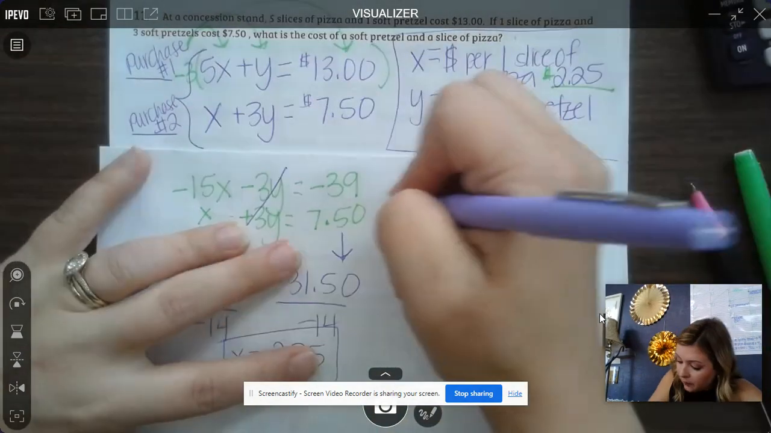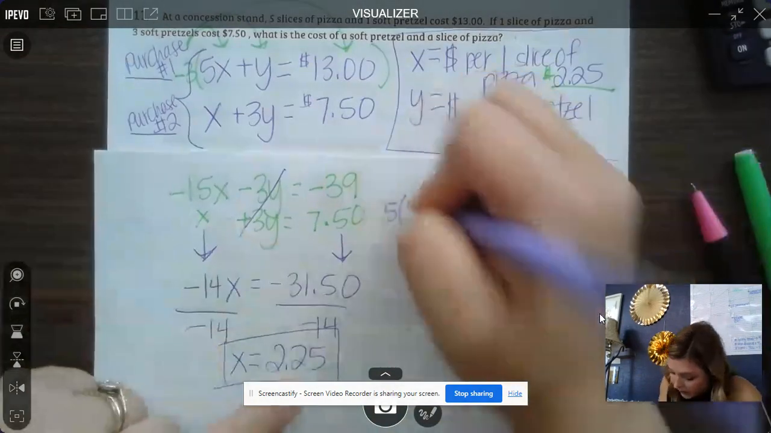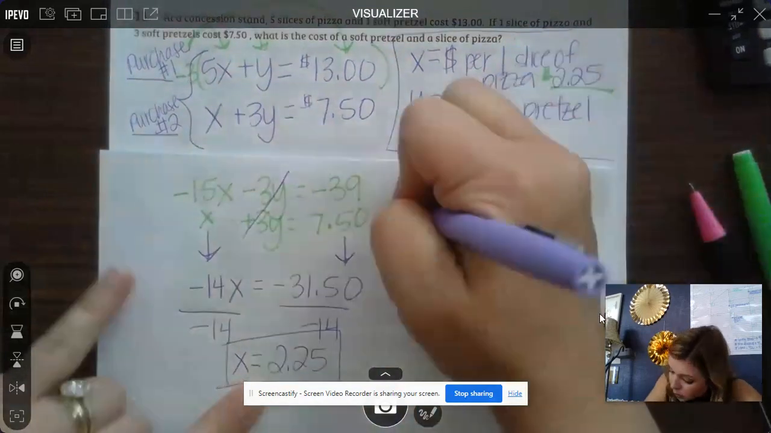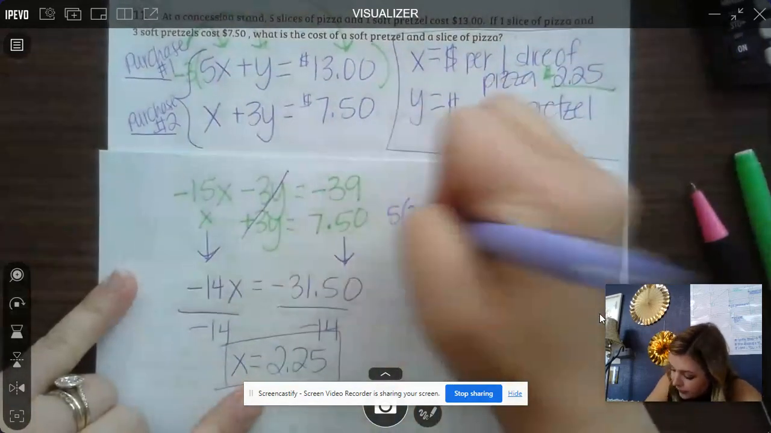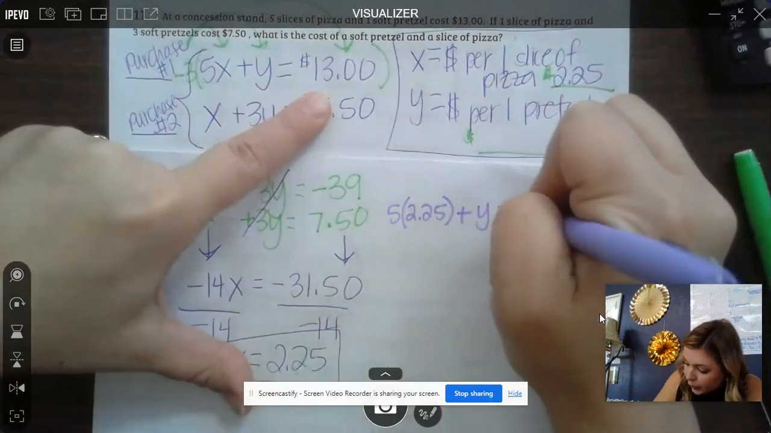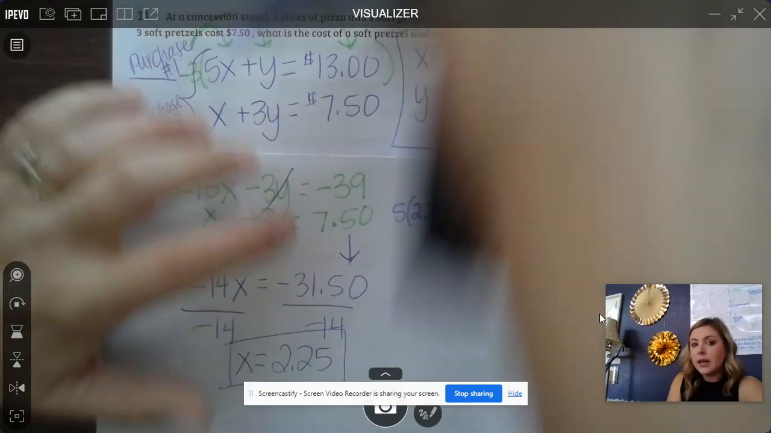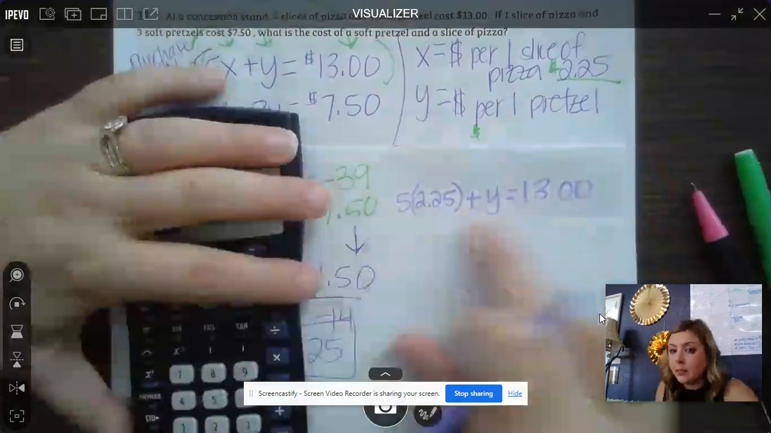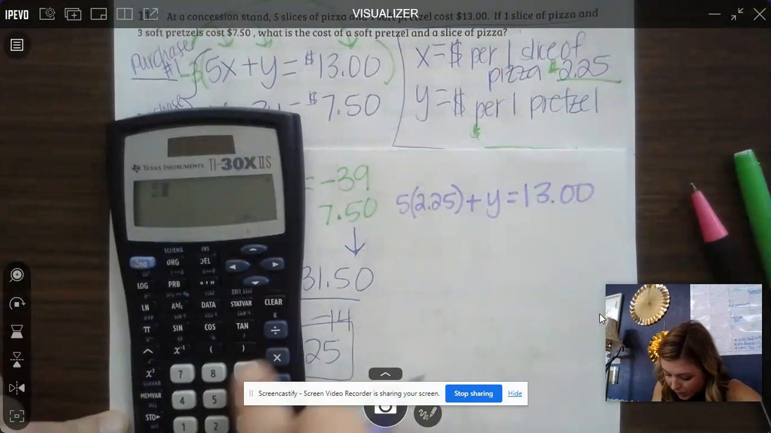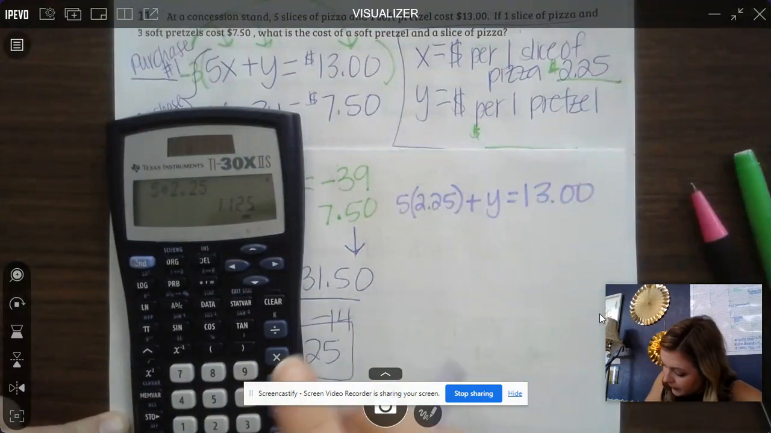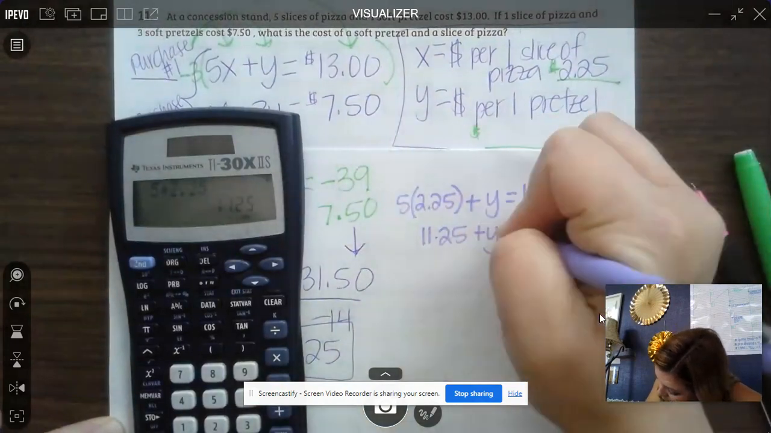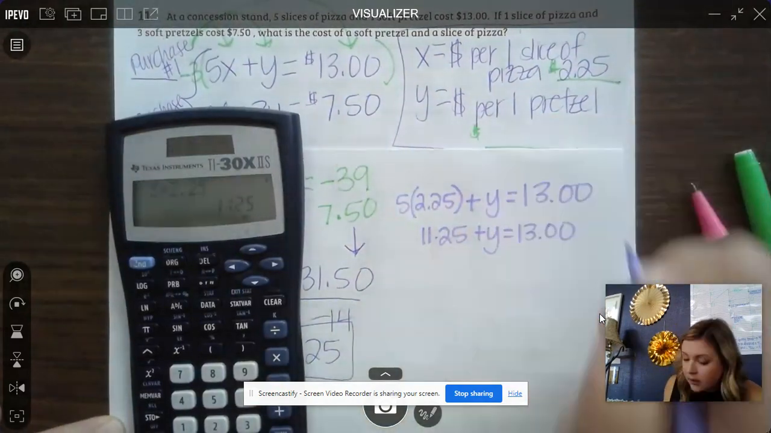This is going to be 5 times, plugging in. I don't want to write x. I know what x is. 2.25 plus y equals 13. And now I'm set up so that the only thing I'm going to have to solve for is y. So I'm going to say 5 times 2.25 is 11.25 plus y equals 13.